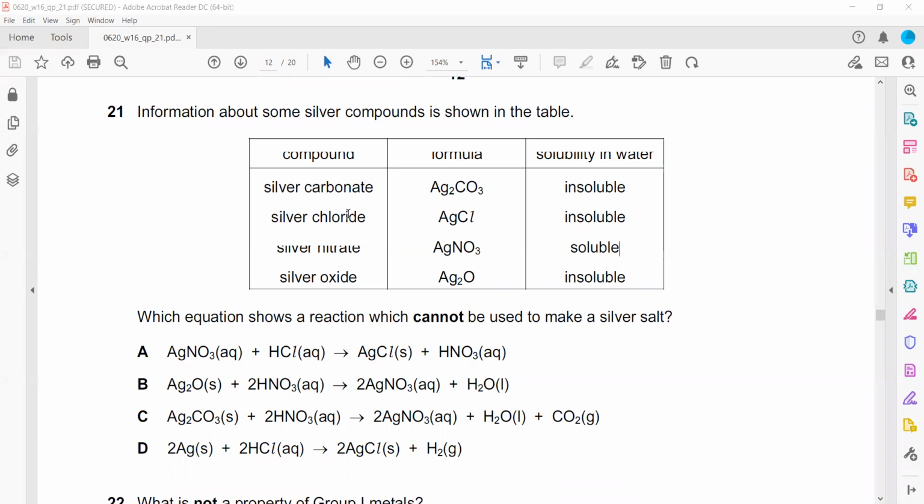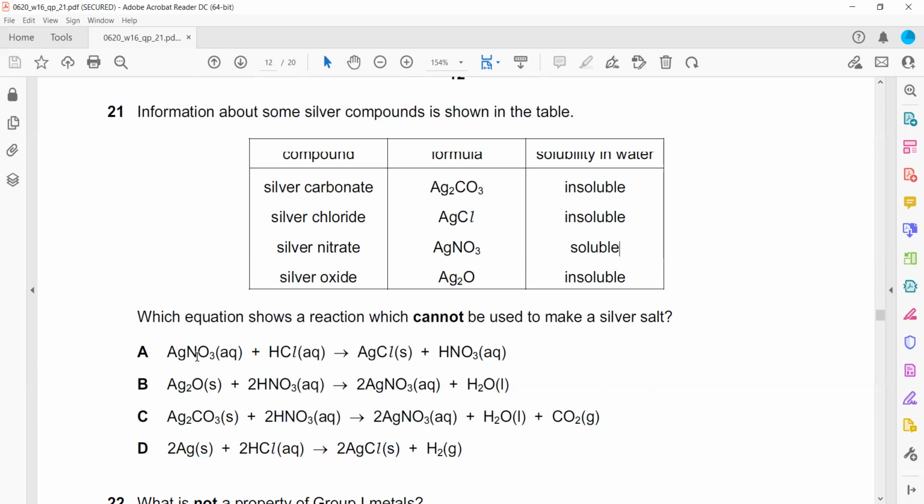Right, which equation shows a reaction which cannot be used to make a silver salt? So which reaction can we not use to make a silver salt? Because when the salt is formed, we should remove that salt by either filtration or crystallization.